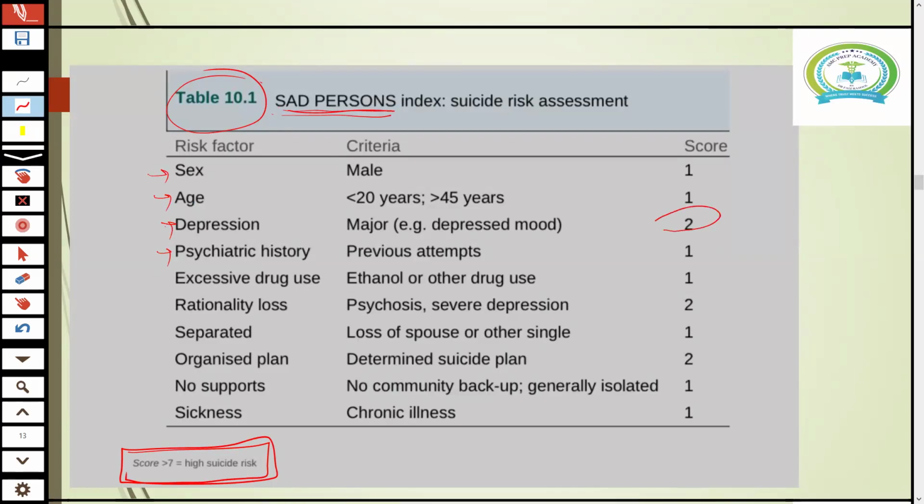For major depression, it is 2. For psychosis or severe depression, it is again 2. For an organized plan, like intent to suicide, it is 2. Chronic illness, no community backup, no support, 1. Alcohol drinking or other drugs, recreational drug use, 1. Previous attempt, 1. Age, given along with some other things, will be important. So just make sure you go through this chart very well, and then most of your questions will be solved.